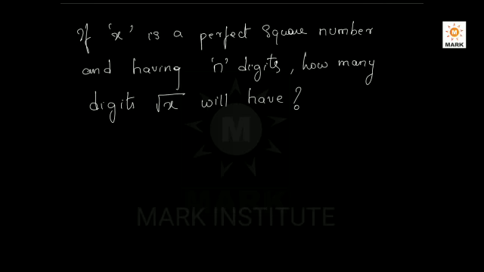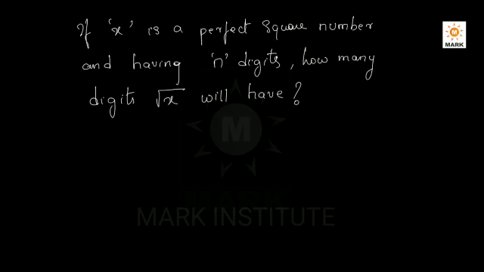Dear friends, in this video we are going to discuss a very important model that is repeatedly coming for the competitive exams nowadays. Suppose there is a number X which is already declared as a perfect square and having n digits in it. How many digits will root X have?